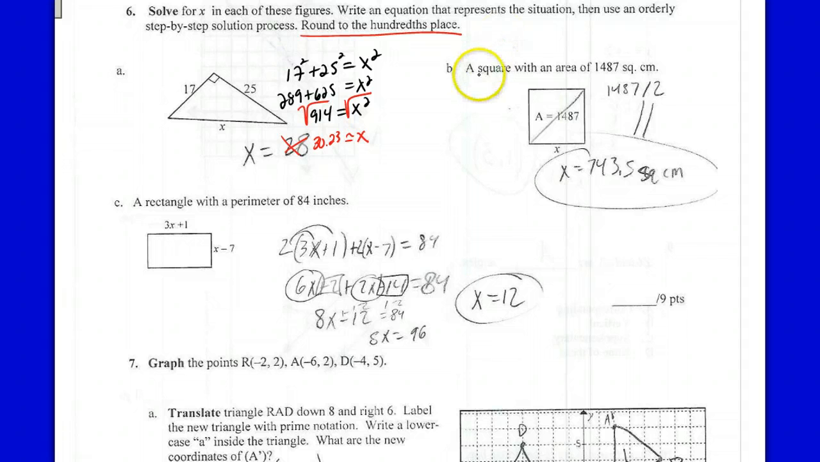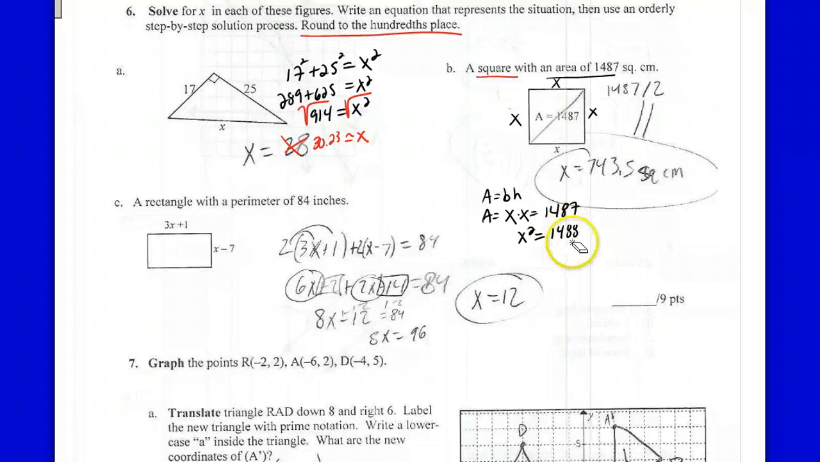In letter B, we were told that we had a square, which means that all of the sides of the square are the same length. And to find the area, which they gave me for a square, I need to take those lengths, base times height. That's what area is equal to. And this area is actually equal to 1,487, or x squared is equal to 1,487, excuse me. So now I'm going to take the square root of both sides, so I end up with x is equal to approximately 38.56.